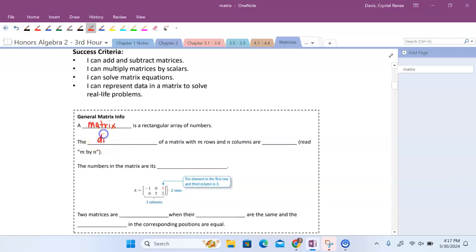So the dimensions of a matrix with m rows and n columns, we call it an m by n matrix. The rows are this and this, and then the columns are this, this, and this. So rows are left and right, and columns are up and down. Since there are 2 rows and 3 columns, we would call this a 2 by 3 matrix.